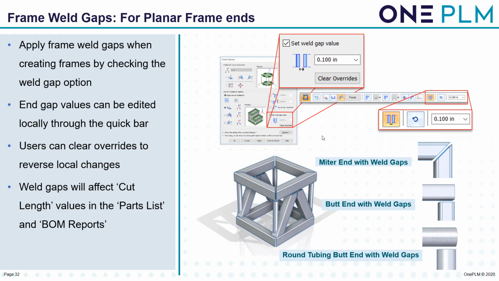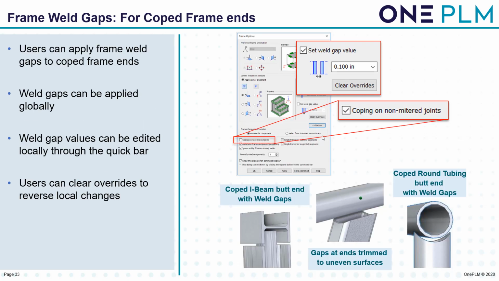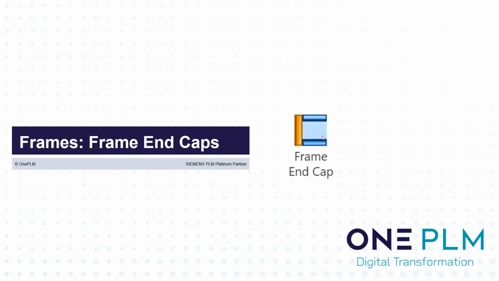There have been quite a few enhancements there as well. We've only got miters as well, which I haven't left in, but it allows us to show whether it's a positive or negative miter. Some quite nice enhancements in there. For coped frame ends, we can apply frame weld gaps for the coped ends. Globally, weld gap values can be edited through the quick bar. This will pop up, or we can do this from the options.